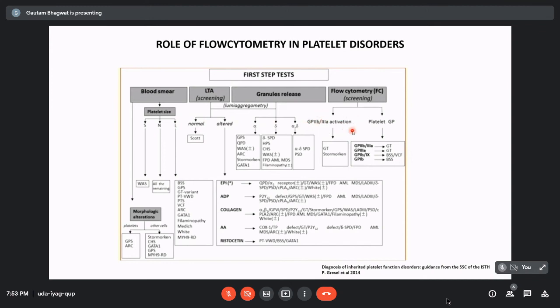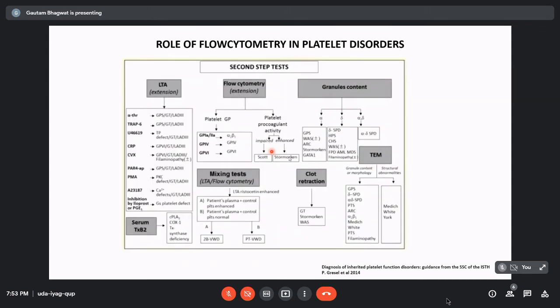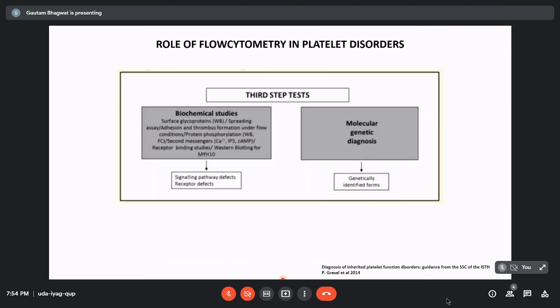are GP2B3A. As I told, in Glanzmann thrombasthenia there is a definite role. With monoclonal antibodies against GP1B, in Bernard-Soulier syndrome, again flow cytometry has a role. Not only in this first step, in the second step also we can look for the platelet procoagulant activity and designate disease depending on the activity of platelet procoagulant. Also mixing tests can be done to classify the von Willebrand disease using the flow cytometry in the platelet function disorders. The third step is more of a biochemical study and the molecular genetic diagnosis.